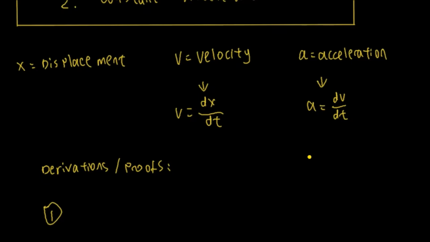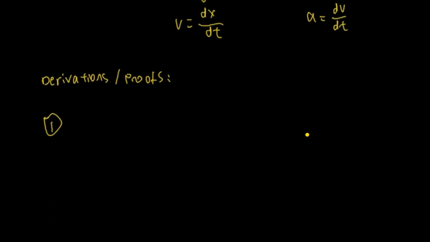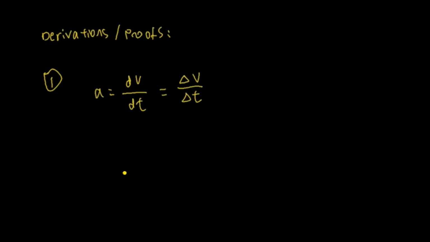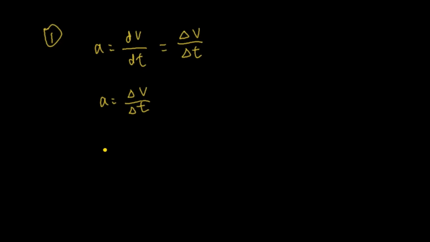a equals change in velocity over change in time. So a equals dv over dt. That's the calculus form. If we want to write it in the form that's not calculus, we can write it as delta v over delta t. Okay, so now a is delta v over delta t. And what is delta v? Delta v is simply v final minus v initial. We will keep delta t the same at the bottom.